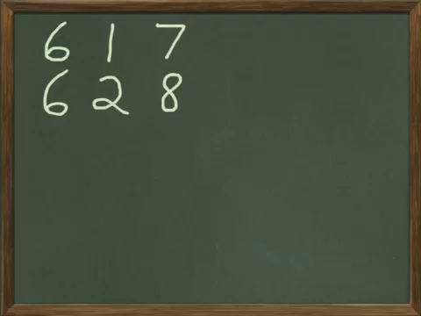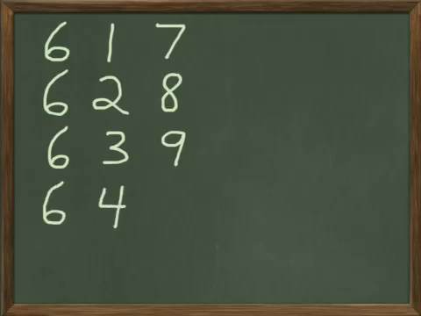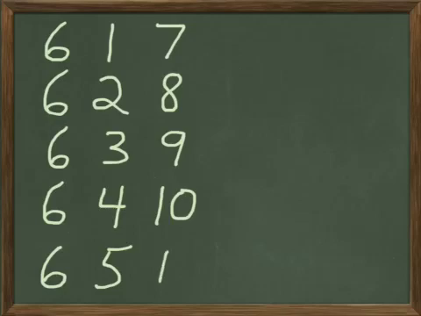So 6 and 1 are how many? 7. 6 and 2 are 8. 6 and 3 are 9. So how about 6 and 4? 6 and 4 are 10. 6 and 5 are 11. Alright, continuing, 6 and 6 are what?